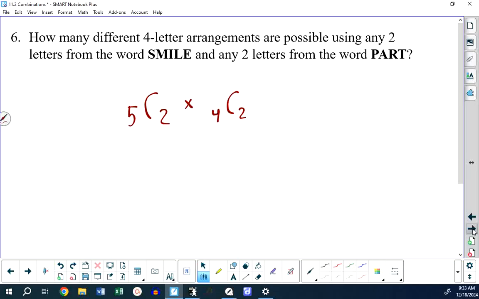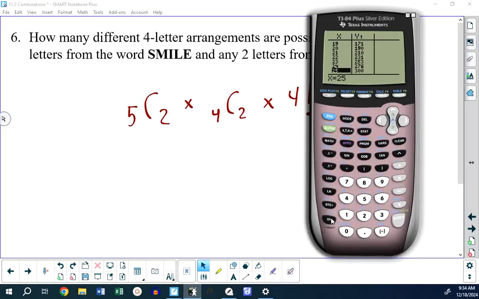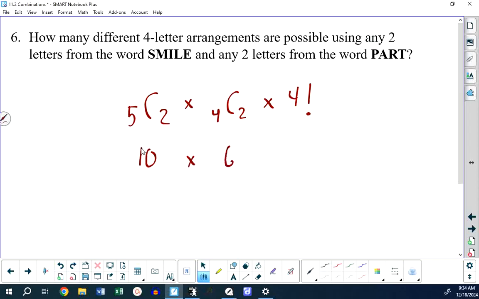I've chosen the 2 letters from the word smile. I've chosen the 2 letters from the word part. And now I need to arrange those 4 items. So, I could write 4p4 there instead of 4 factorial. I think 5 choose 2 is 10, isn't it? I'm pretty sure 4 choose 2 is 6. $1,440.